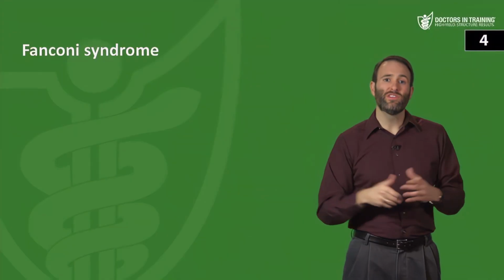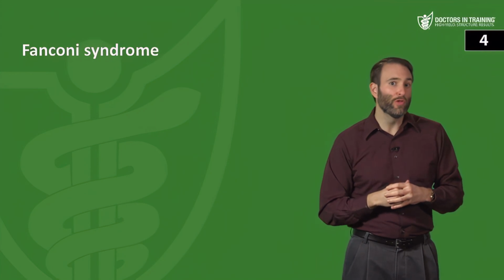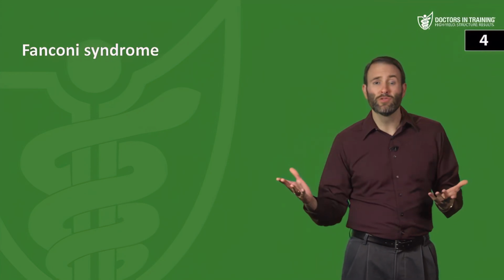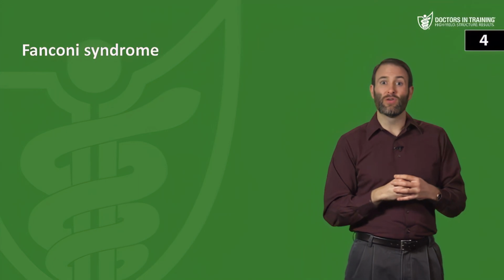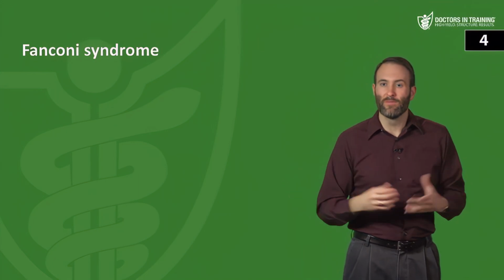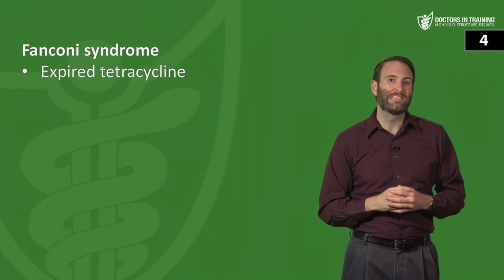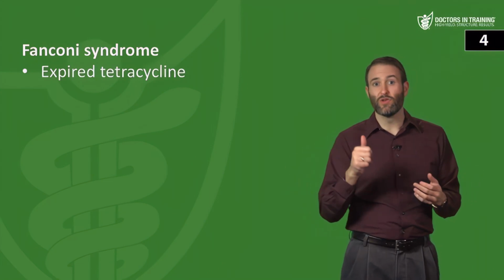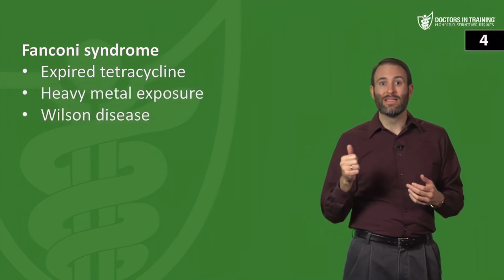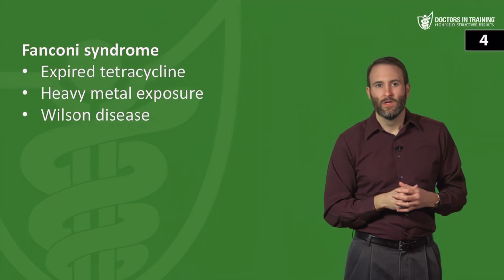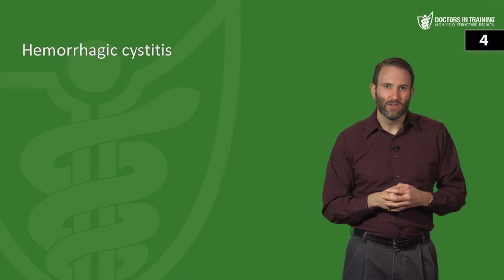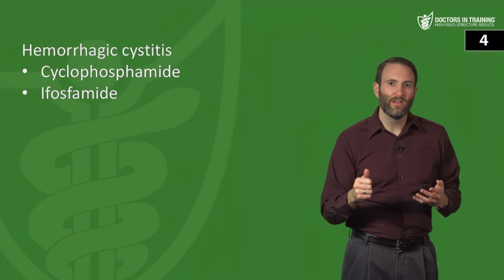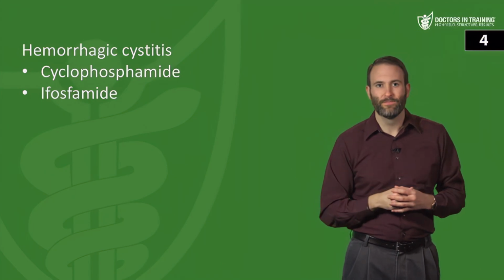Next, we have Fanconi syndrome. So this is a proximal tubular defect. And if the proximal tubules are not working, then you're going to spill all kinds of stuff into your urine that you should be reabsorbing. So this can be associated with expired tetracycline. It can also be associated with heavy metal exposure as well as Wilson's disease. Next, we have hemorrhagic cystitis. So this is associated with cyclophosphamide and ifosfamide.